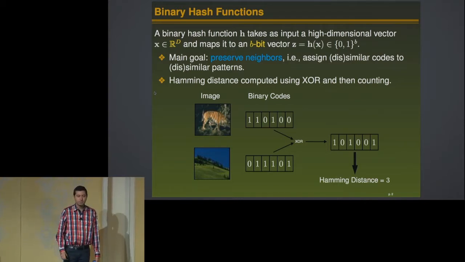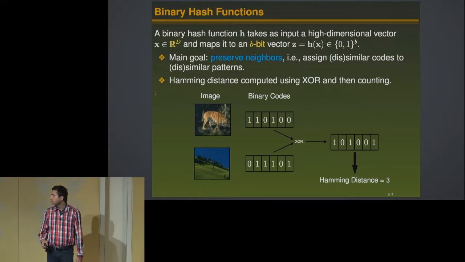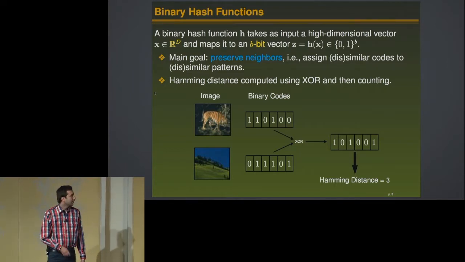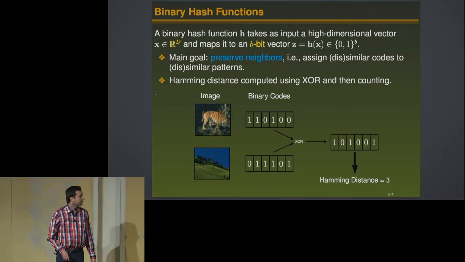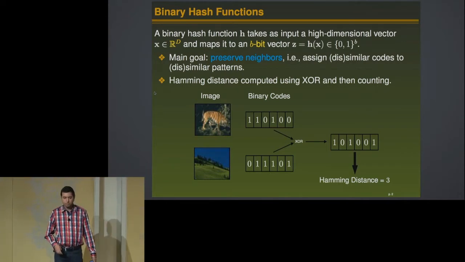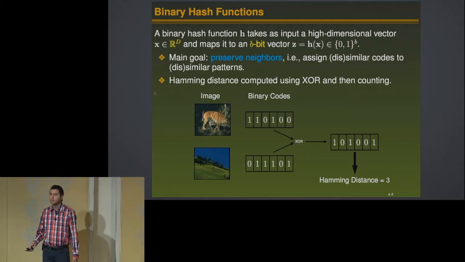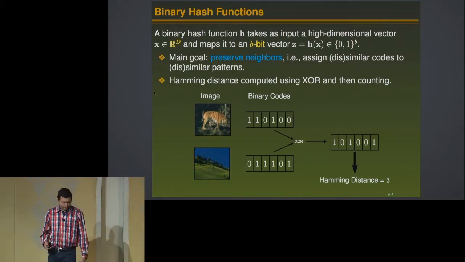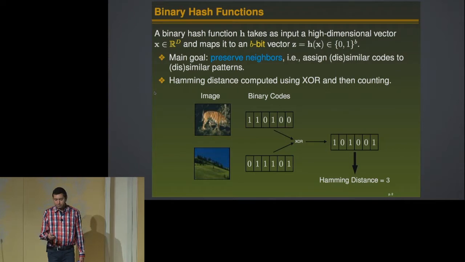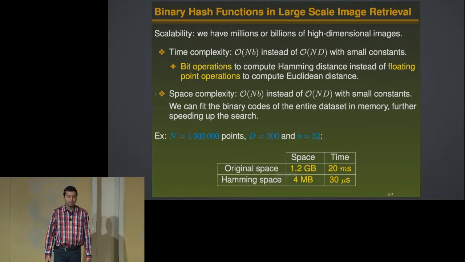If we have a binary hash function, we can generate binary codes for the images, and then we can find the Hamming distance between them using XOR operation and counting, which are hardware operations. So we can find the Hamming distance between the binary codes very fast.